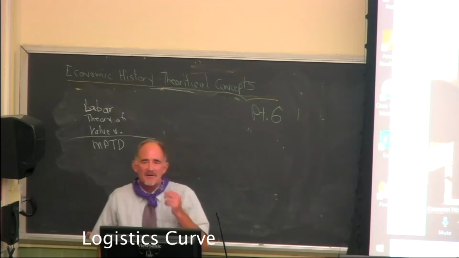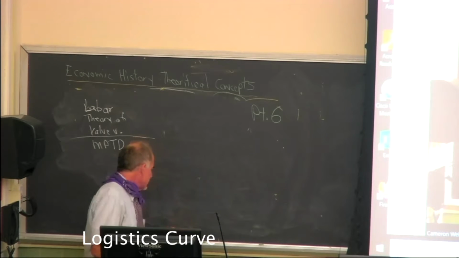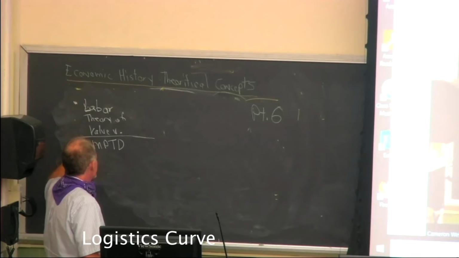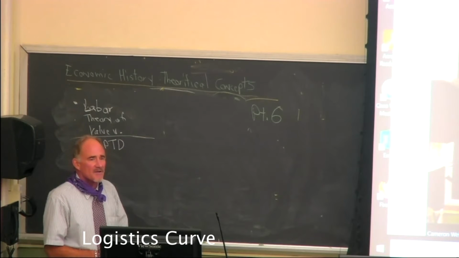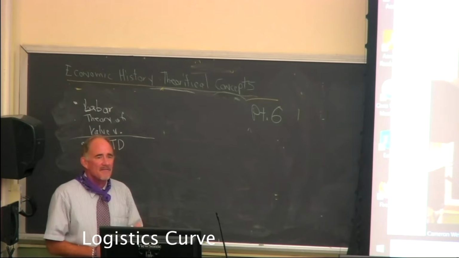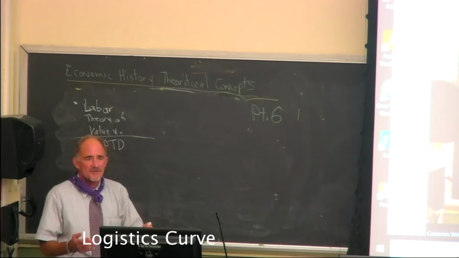So the first thing I want to do is explain the difference between the labor theory of value and the marginal productivity theory of value. Under the labor theory of value, things only have value because they're produced.